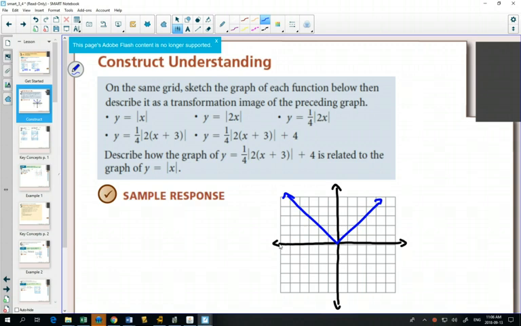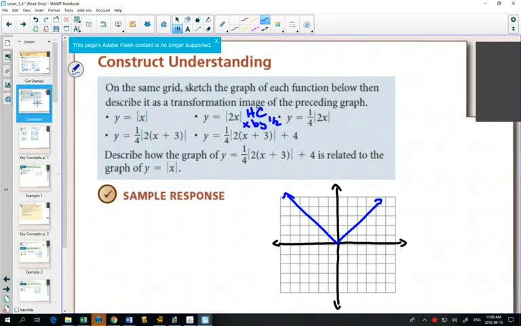So the second one has a 2, horizontal or vertical? Inside the function, horizontal. Is that a stretch or a compression? That would be a compression. So that 2 inside is going to multiply your x by a half.